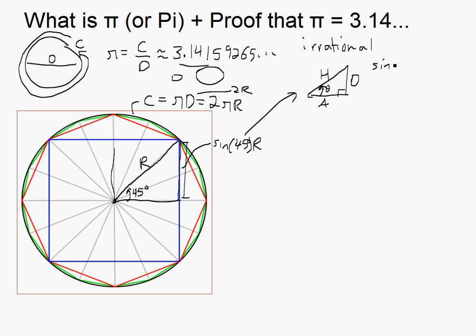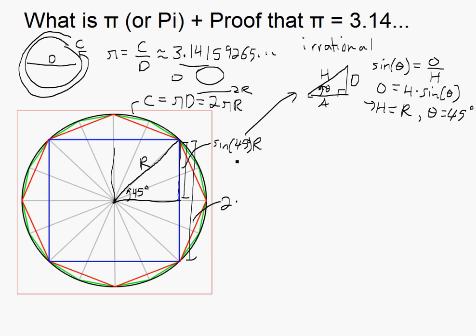So let's say sine is just a function defined with a variable theta, which is the angle, and it just equals opposite over hypotenuse. It's just a ratio. And then if I rearrange it, you get opposite equals h times sine theta. In this case, h is equal to r, and theta is equal to 45 degrees. So now this entire side is going to be equal to 2 times this, which is just 2 sine 45 degrees times r. This is just by symmetry. That's half a side of a square. So now the perimeter of the square is going to be equal to 4 times the side, which is 4 times 2 sine 45 degrees times r.